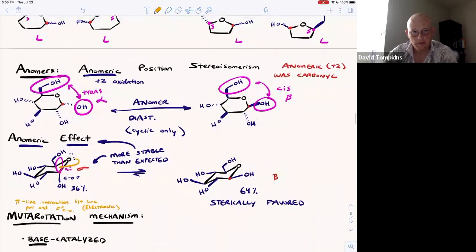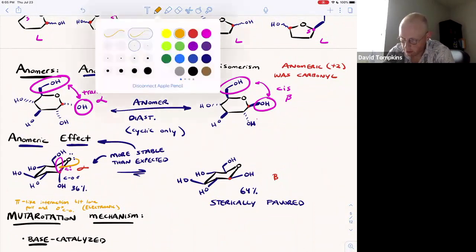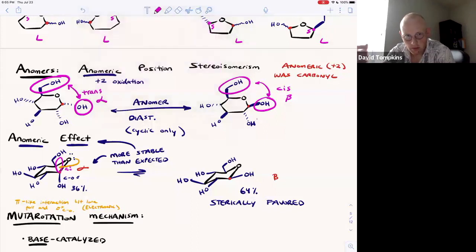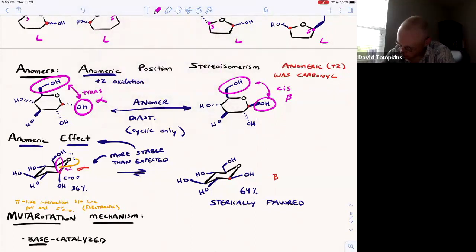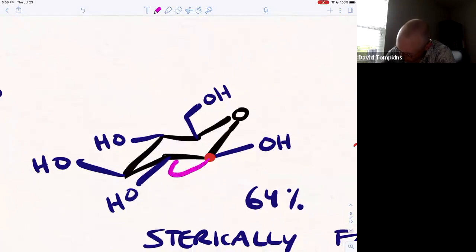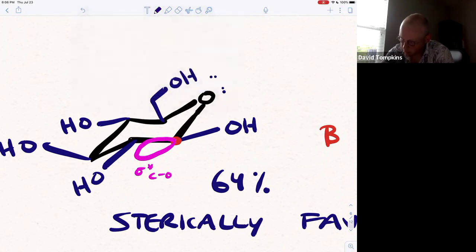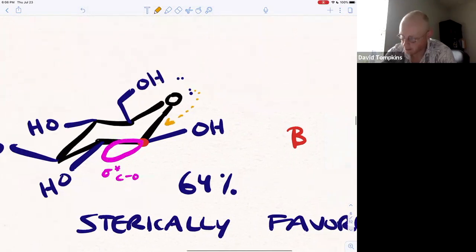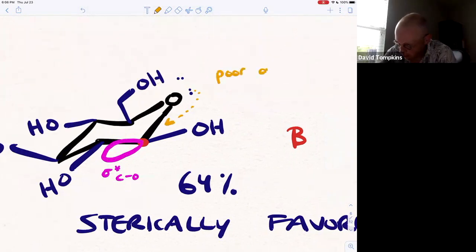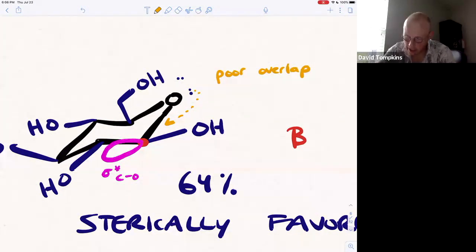So the anomeric effect is just saying that in the alpha diastereomer or anomer, that sigma star can overlap with the oxygen in space. But here, the sigma star is once again on the backside of the CO bond. But this time, this lone pair on oxygen is too far, or does not have good overlap. So it's hard for it to donate in there. So there's little to no anomeric effect for the beta anomer.